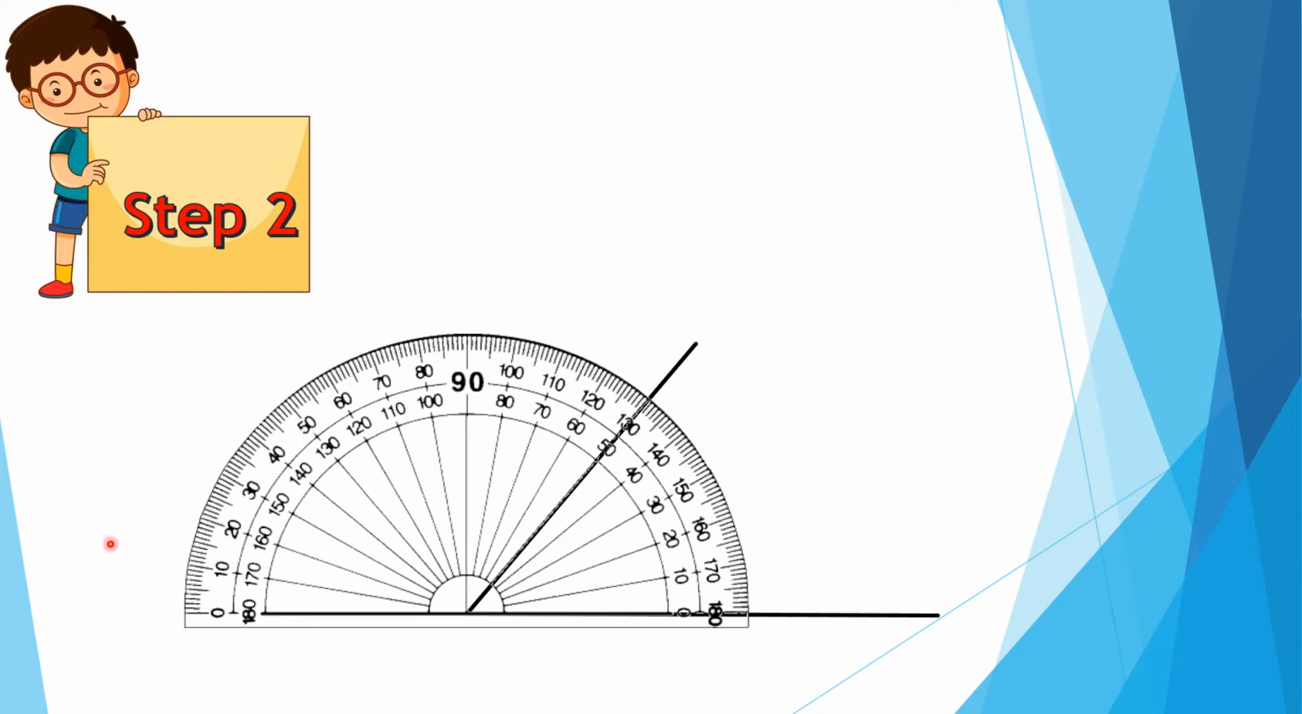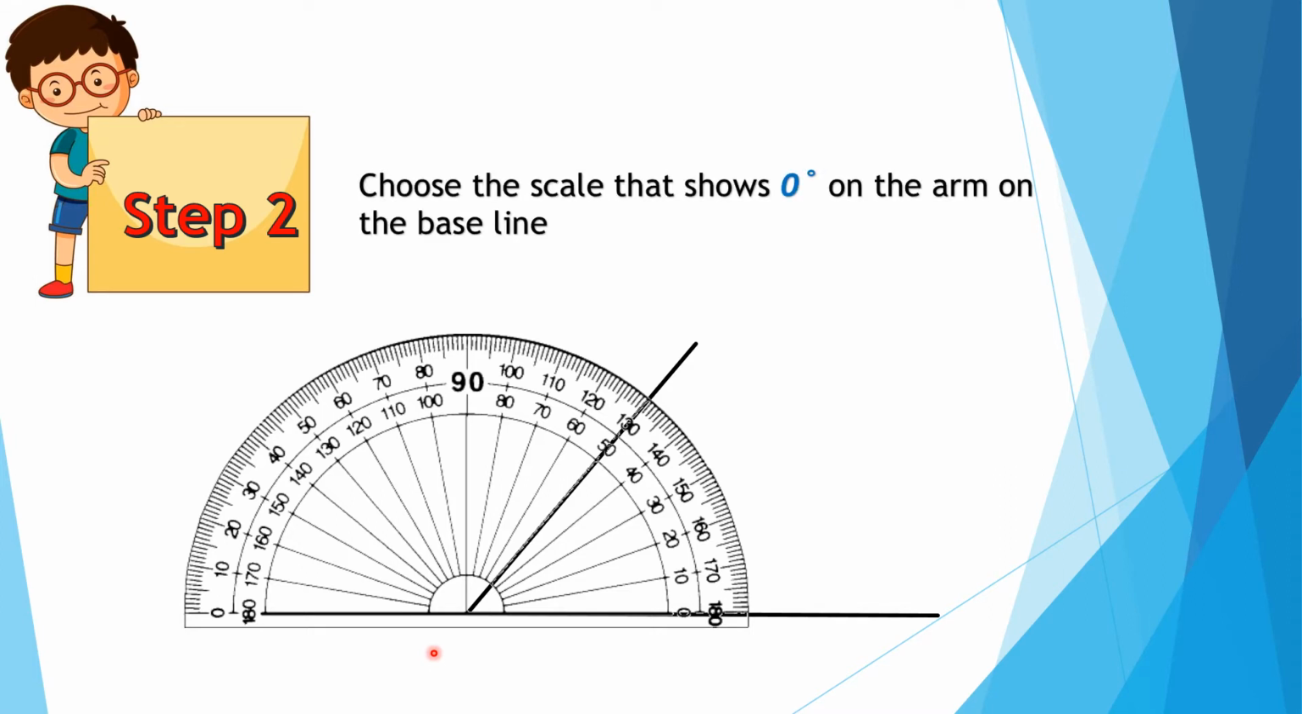After placing the protractor on the angle, the next step is choosing the scale that shows 0 degrees on the arm of the baseline. So, look here. There are two values, one 0 degrees, the other one 180 degrees. Which should be selected? Yes, we have to select the scale which shows us 0 degrees.